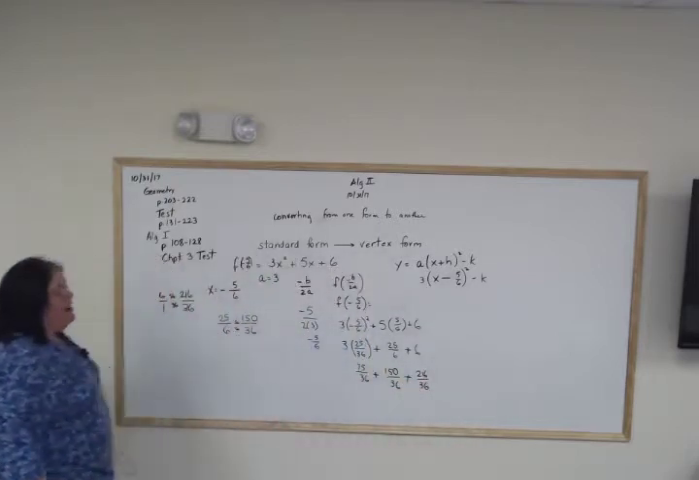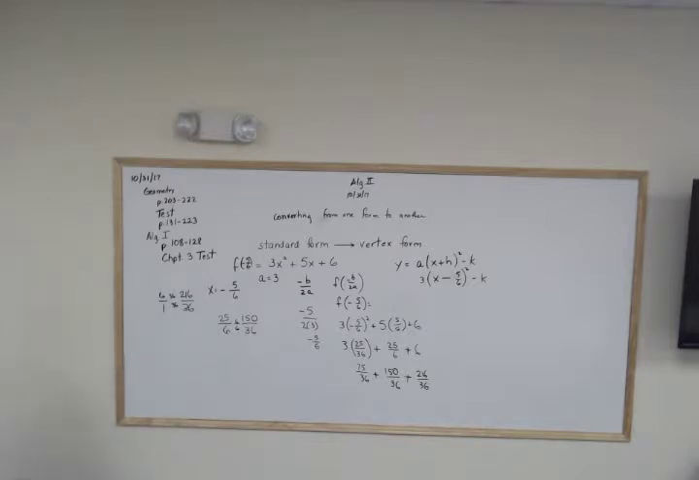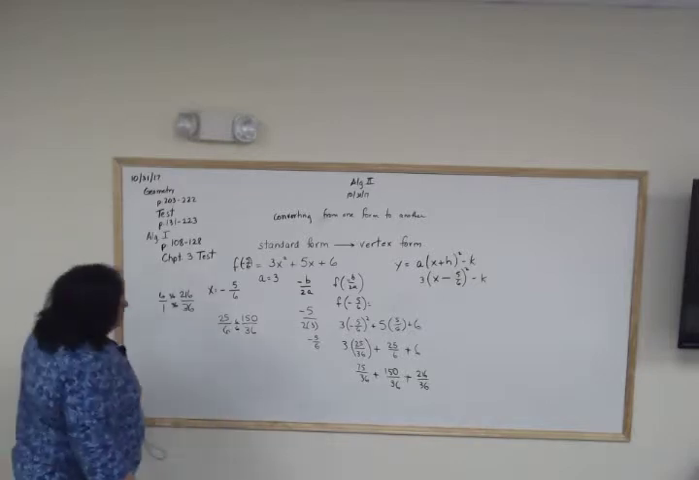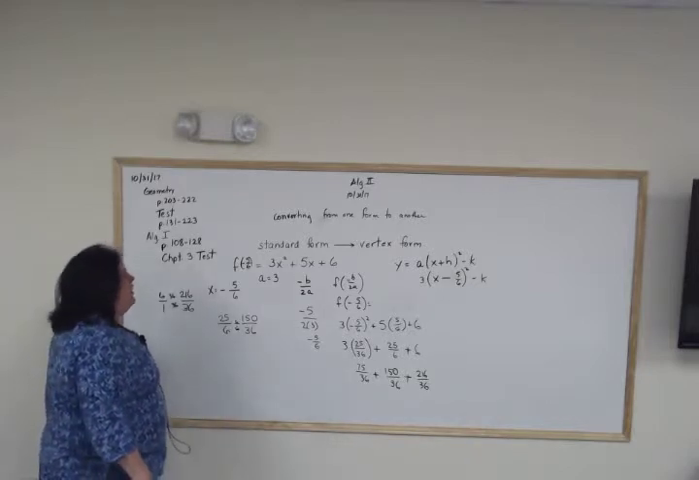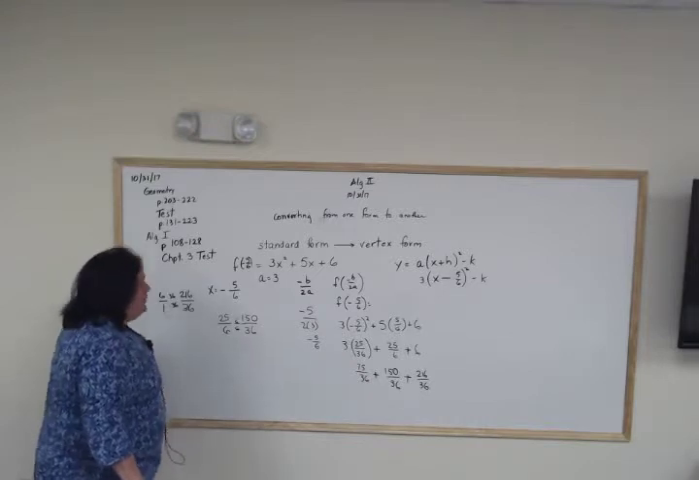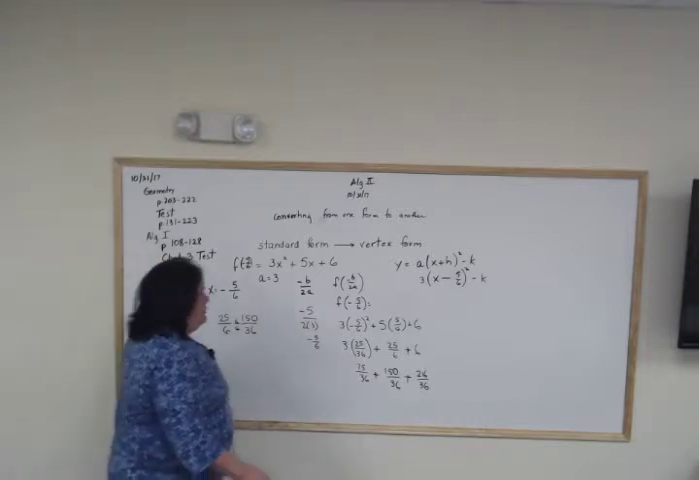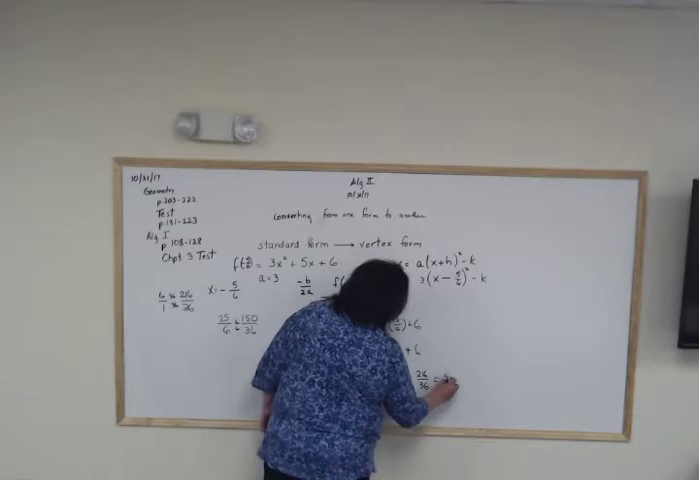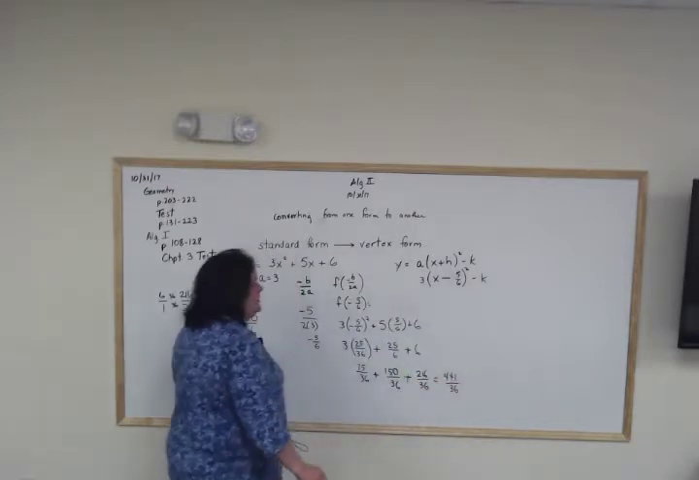Now I can add them up. 150, 225, 325, 425, 435, 441. Right? 441 over 36.